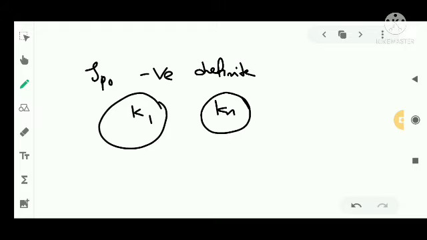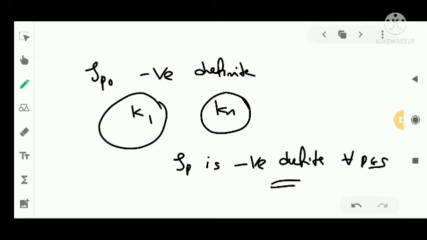In the same argument we did earlier for SP0 positive definite, take the maximum value of the principal curvature Kn instead of the minimum. Then by the similar argument we get that the second fundamental form SP is negative definite for every P belonging to S. So either it is positive definite or it is negative definite. That means SP is definite. That is the proof. Thank you.